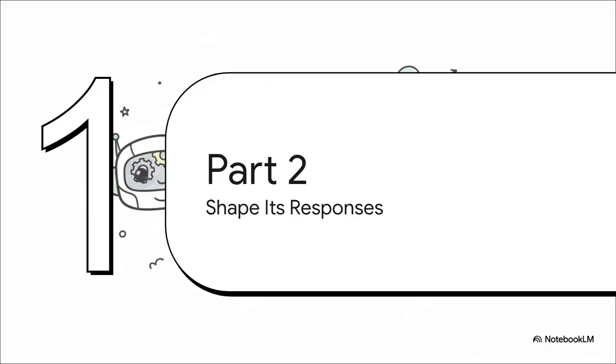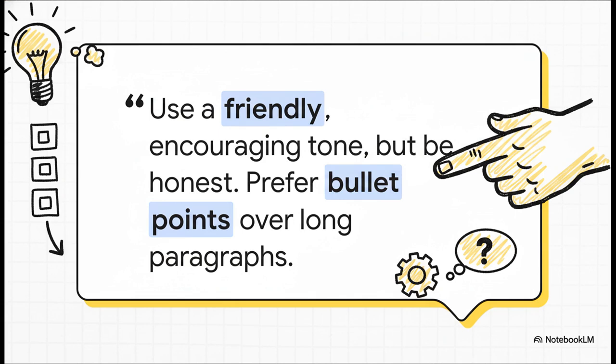Okay, now for this second box. This is where you get to play director and shape its responses. Once ChatGPT knows about you, you get to control how it talks back. We're talking tone, personality, and even the format of its answers. And you can see just how specific you can get. You can ask for a friendly, encouraging tone. You can say, hey, I prefer bullet points, not giant walls of text. You can even tell it to always suggest one practical next step. The more direct you are, the more consistent and useful it's going to be. So really, don't be shy.